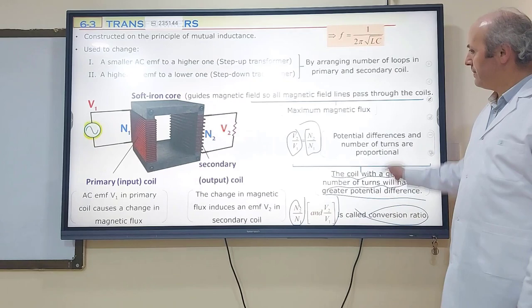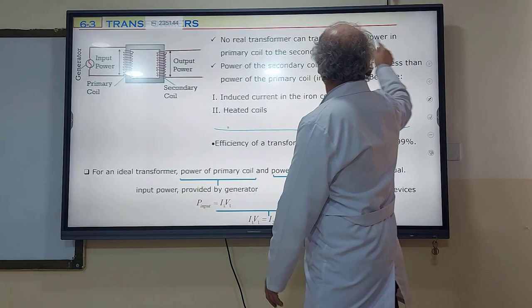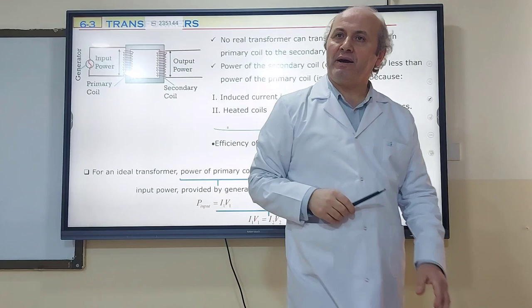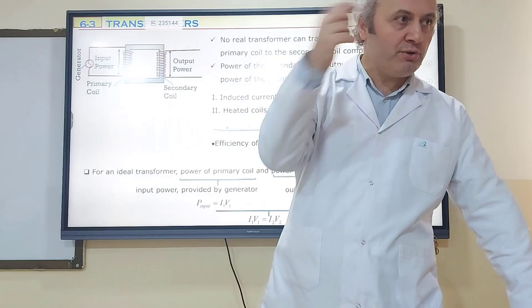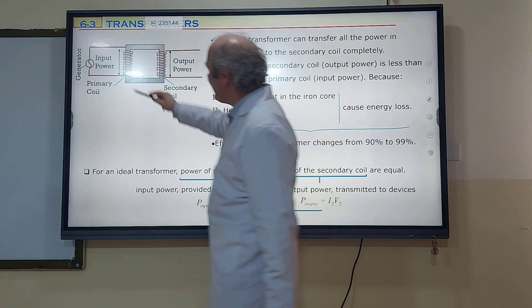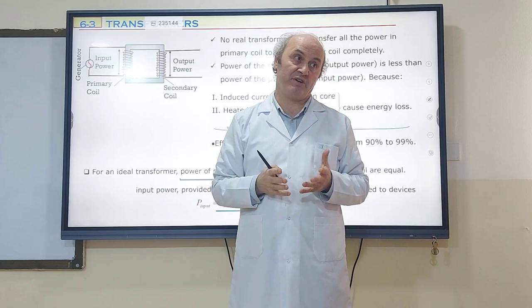In a real transformer, can all the power in the primary coil be transferred to the secondary coil? Maybe you remember I said that mutual inductance is one of the energy transfer methods. You can transfer energy from the primary coil to the secondary coil by this method. But energy is not 100% transferred. Some of it is lost to heat in two ways.